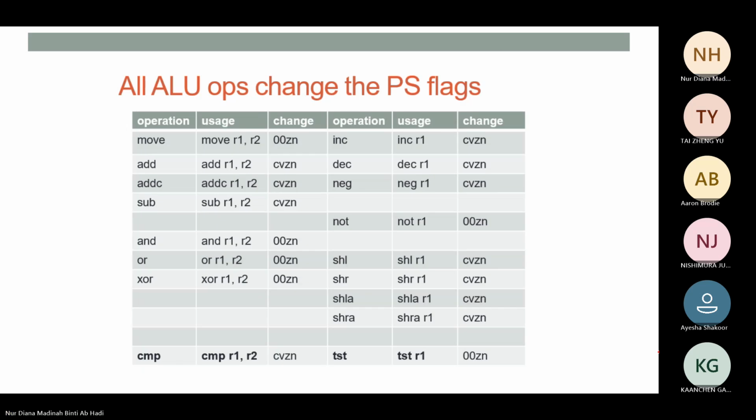So this would be the ALU operation change to your PSR flag. So the operation, and then you have your usage. What will be changed? What will be the operation? These two things would be different. This one will be the first, this one will be the second, and you can see the differences between the changes here.